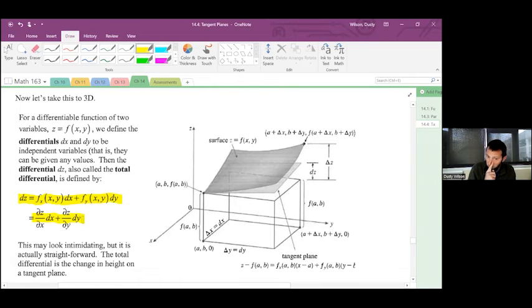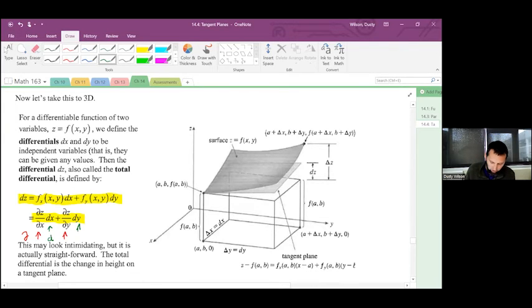to y times dy. In this latter formula, notice that in the first case, you have partials, and in the second case, you have derivatives. Partials imply that there's more than one variable. Derivatives imply there's only one variable. All this may look intimidating, but it's actually straightforward. The total differential is the change in height on the tangent plane. So specifically, it's the approximate total change.